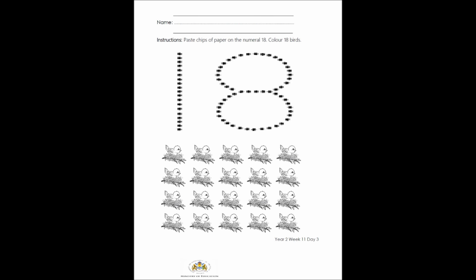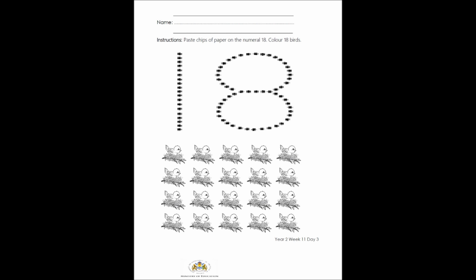Let's read the instructions. The instruction says, paste chips of paper on the numeral 18. Color 18 birds. Okay? So, you ask mommy to assist you to cut some small pieces of paper, and you paste it neatly on the numeral 18.